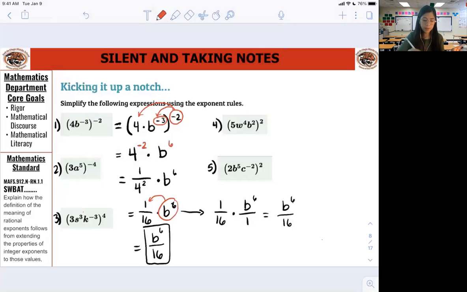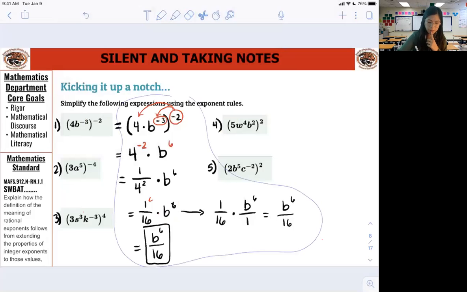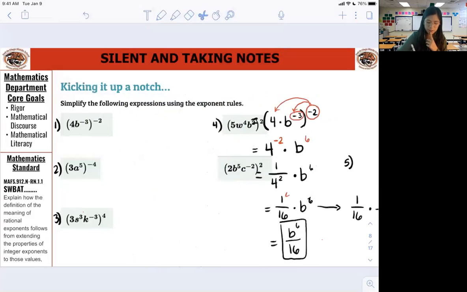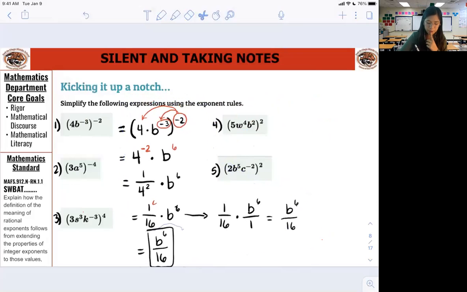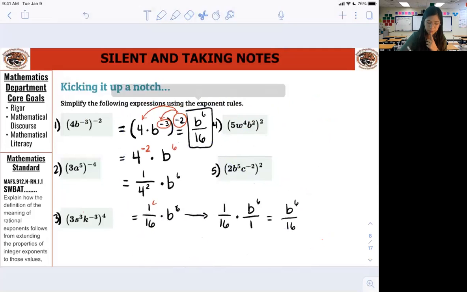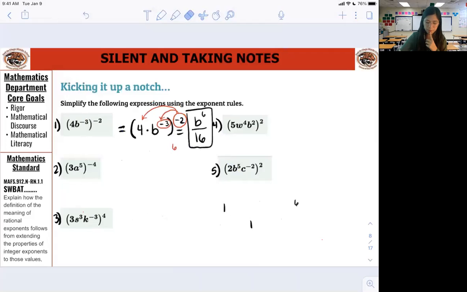All right, so that was number 1. Now, since I have a lot written down here, if anyone is still copying, I'm just going to move that over. Uh-oh, I don't have enough space. Well, I'm going to put the final answer here. Okay. Number 2, very similar.